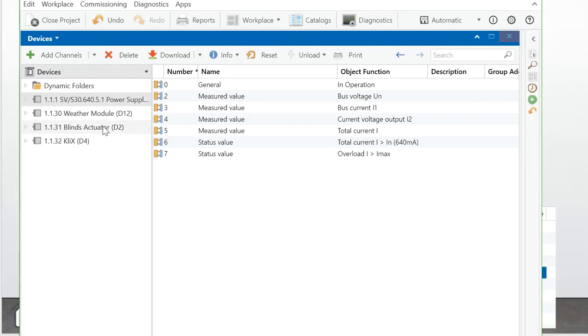Okay, look at the ABB power supply units with diagnostics. Really nice. We have the in-operation status, and always cyclically we receive the telegrams that the power supply is on. Okay, we have the measured values: bus voltage, bus current, current voltage, total current, status and overload. So we have all needed information coming from the power supply unit.